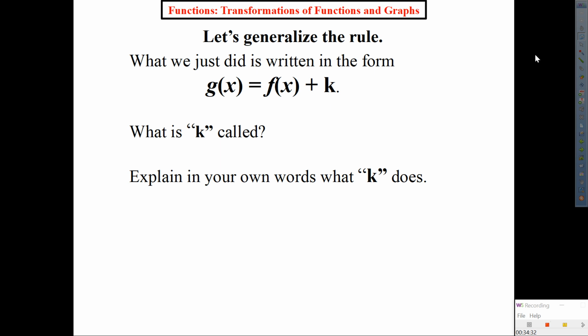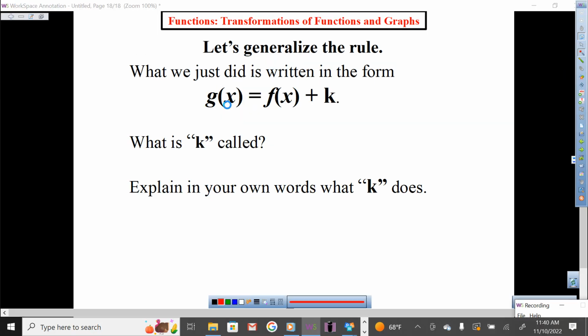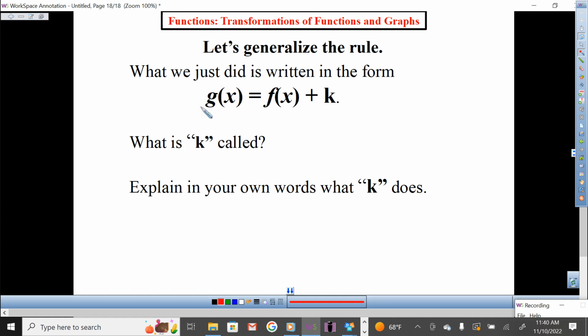Now let's see if you see all the components. G of x means that it's been transformed, yes? And it's been transformed from the original. Here's the original, and what happens to the original? We add k. Now, what is k called by the way, we said it at the beginning and you wrote down what it was. What is this called when it transforms the original into something else?